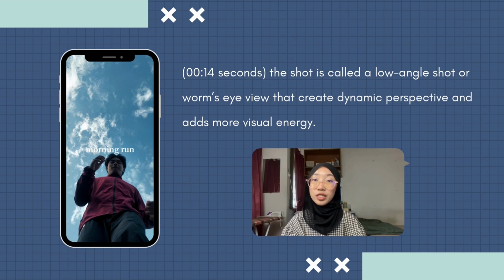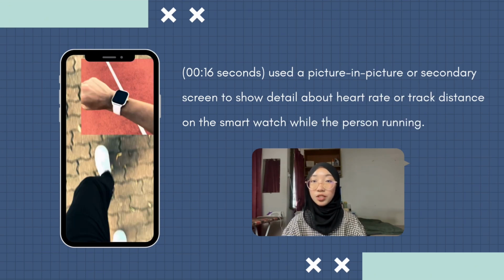At 0.14 seconds, the shot is called a low-angle shot or worm's eye view that creates a dynamic perspective and adds more visual energy. And I use a picture-in-picture or secondary screen at 0.16 seconds to show detail about heart rate or the track distance on the smartwatch while the person is running.